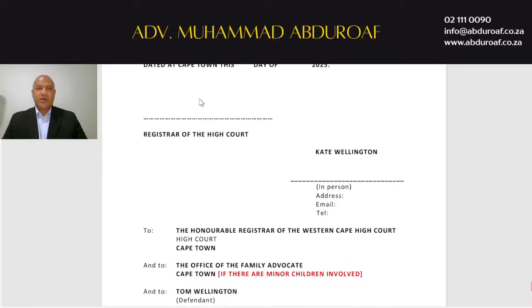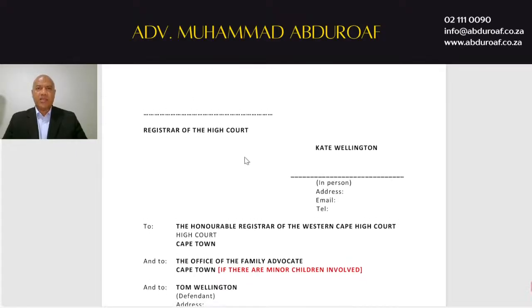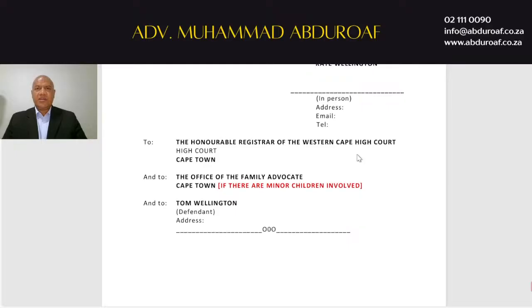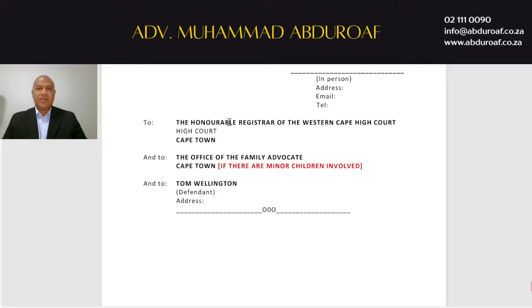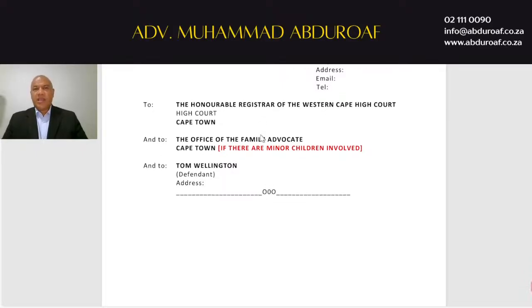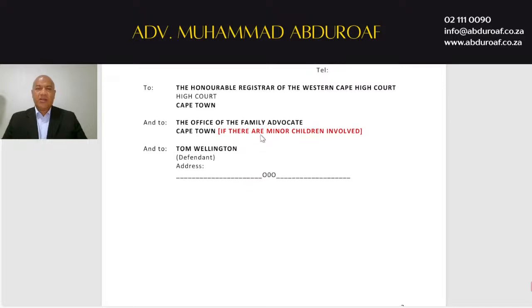You would see further below, the registrar of the High Court would sign this summons. In this specific case, Kate Wellington is representing herself, and therefore she will provide these details. She's in person, her address, her email address, and a telephone number. And this document would obviously be sent to the registrar of the High Court, Western Cape, the Office of the Family Advocate if there are minor children involved, and of course, most importantly, to Tom Wellington, because he is a defendant in this divorce action.